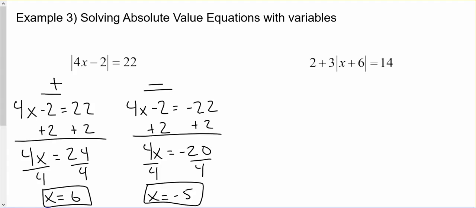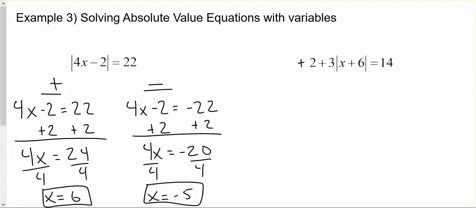Our next example is a little bit different because we have other stuff on our absolute value side. I've got a 2 here, and I've got a 3 here. So what does that mean? It means we want to get rid of this 2 and this 3. So what are we going to do? Well, first we need to know what operations they are. This 2 is a positive 2.